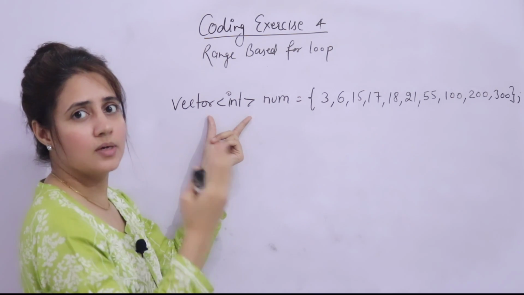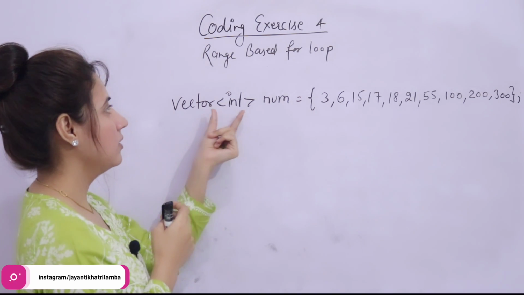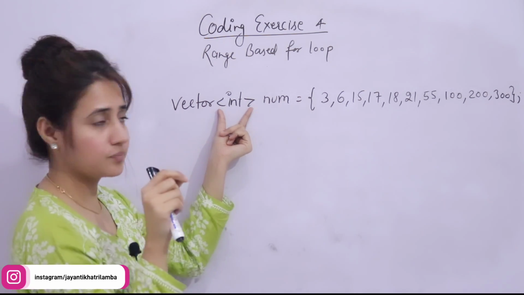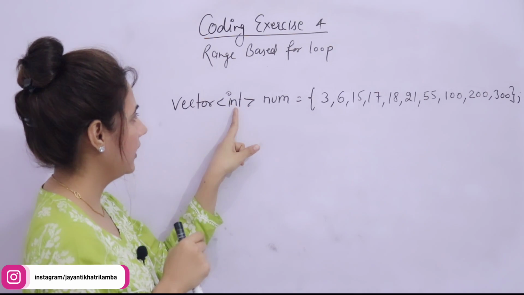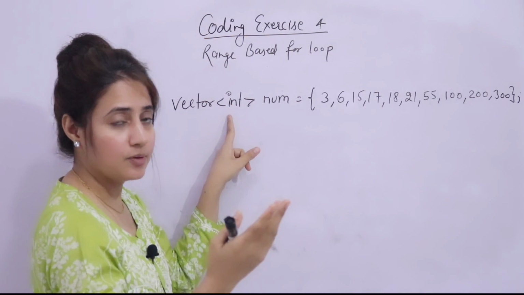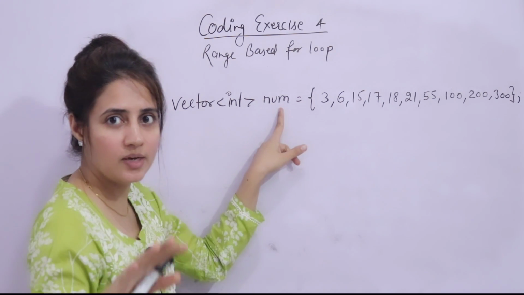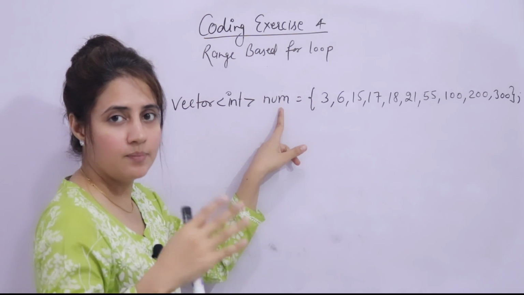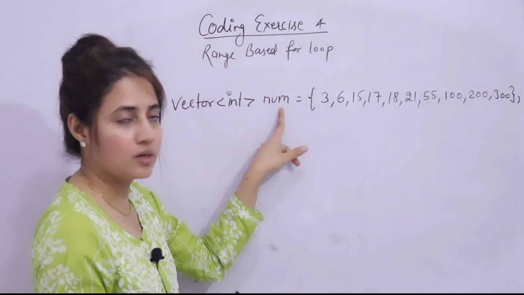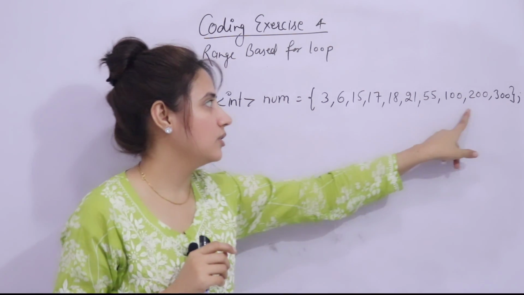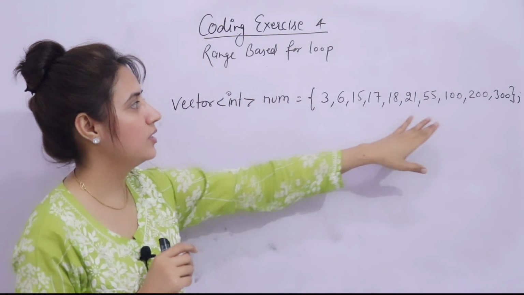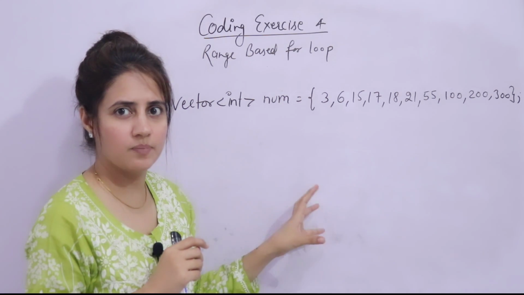How to declare or define a vector? Just write vector. Here in these brackets you will write int, the data type, since all the data is int. The name of the vector, any variable name you can take: a, b, c, x, y, num, vec, anything. And this is the vector. The values of the vector are 3, 6, 15 and so on till 300, something like this.